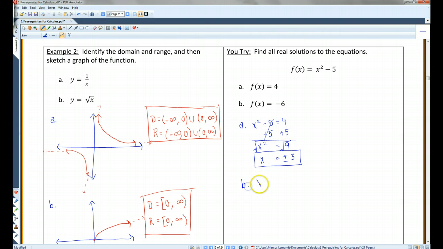Same thing for part B. x squared minus 5 equals negative 6. I'm going to add 5. x squared equals negative 1. The square root of negative 1, hopefully you guys remember, is i. So this is going to be plus or minus i.